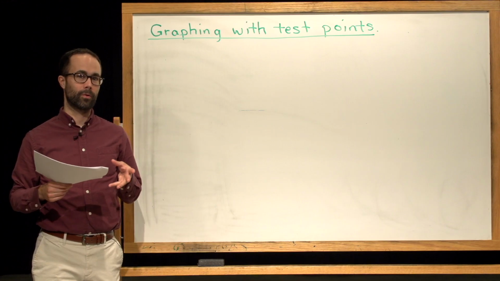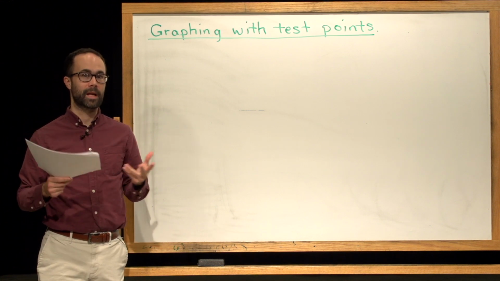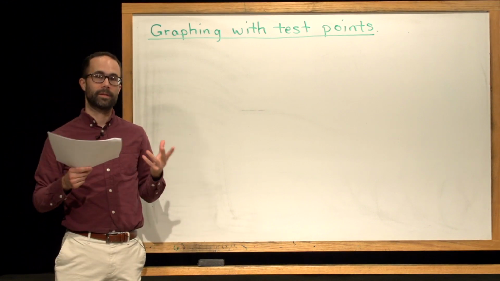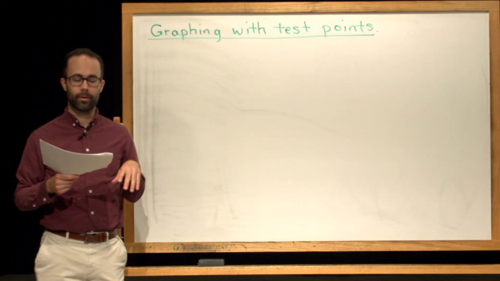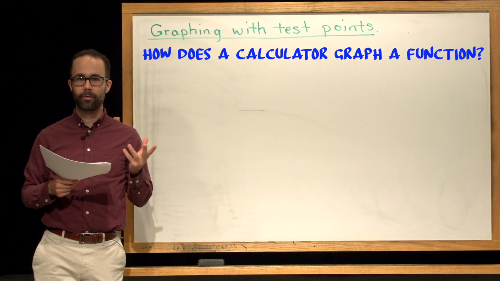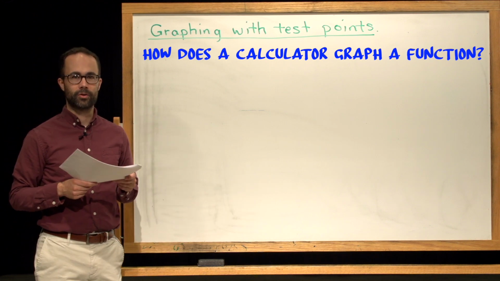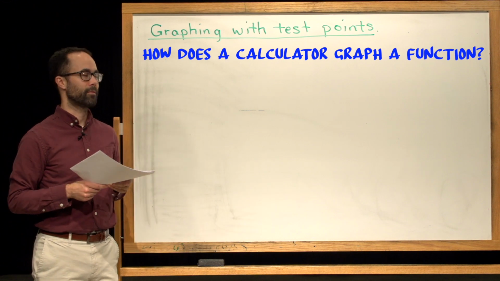Before we begin, let's think just a moment about how calculators can graph functions for us, and then we'll compare that to how people can sketch graphs and accomplish that same task as a calculator might. So first, how does a calculator graph a function? If you have a graphing calculator, you know how you can type in a function and you go right to the graph and it generates itself on the screen.